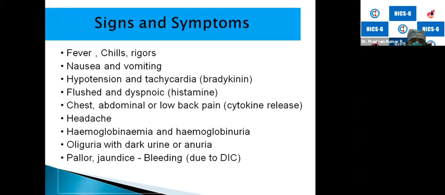Within minutes something happening, and if you have detected a labeling error, you have to be very, very careful. Signs and symptoms include fever, chills, rigor, nausea, vomiting, hypotension, tachycardia, flushing, dyspnea, chest, abdominal and lower back pain, headache, hemoglobinemia, hemoglobinuria, oliguria, pallor, jaundice, bleeding. The dreaded ones are pallor, jaundice, and bleeding due to DIC.